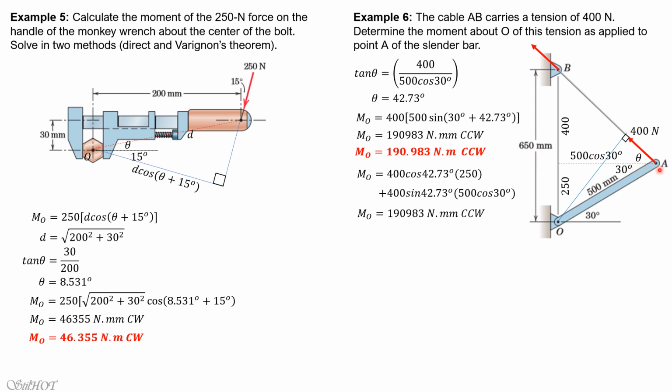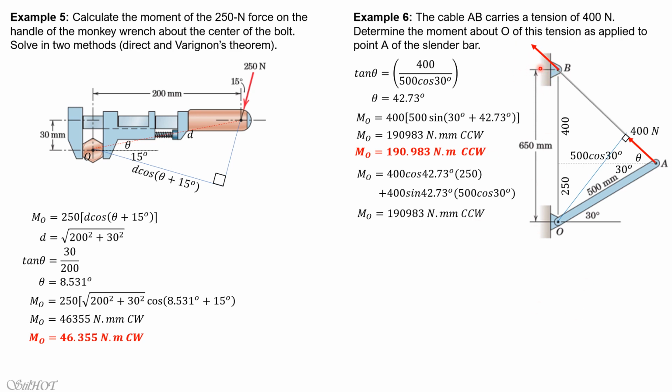Then another method, by the principle of transmissibility of a force, I move the 400 Newton force to B. This angle here is theta. There are two components, vertical and horizontal. The vertical component has no moment arm, since it passes through point O. Only the horizontal component will have a moment about O, and its sense is also counterclockwise, because this is the moment arm, equal to 650. If you drag it to the left, this moment arm will rotate counterclockwise.